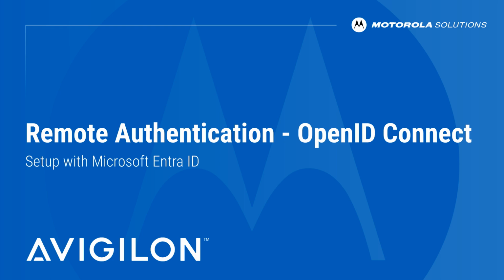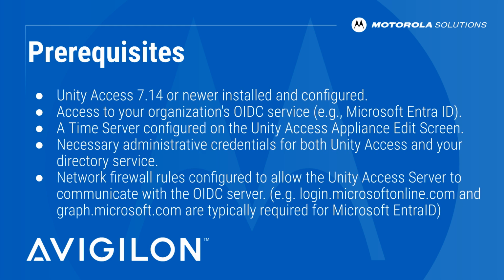Hello, everyone. Today, we're going to delve into setting up Unity Access remote authentication using OpenID Connect, specifically focusing on its integration with Microsoft Entra ID. This will allow your Unity Access system to leverage your organization's existing identity management provider for secure and streamlined user logins. Before we begin the configuration, it's essential to ensure you have the following prerequisites in place.